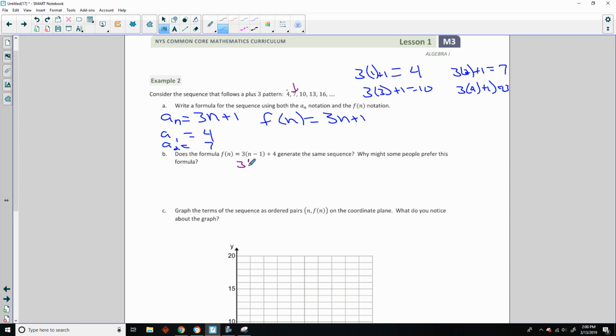So I'm going to take the third term: 3 times (3 minus 1) plus 4, which is 3 times 2 plus 4. 3 times 2 is 6, plus 4 is 10. So that checks as well.